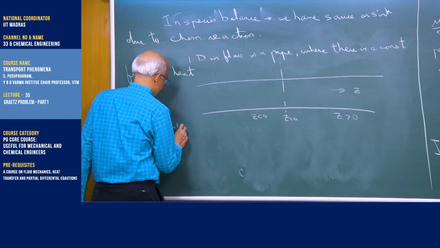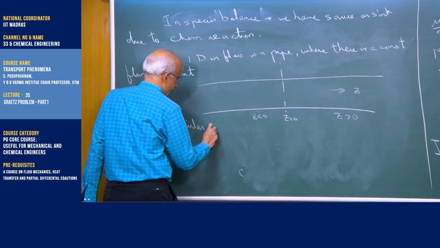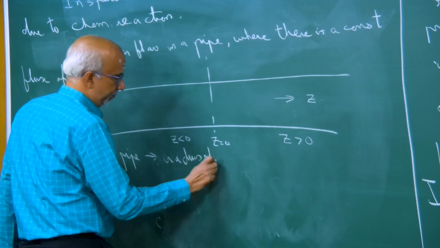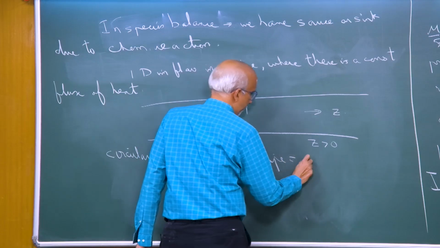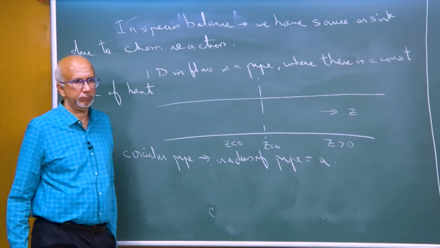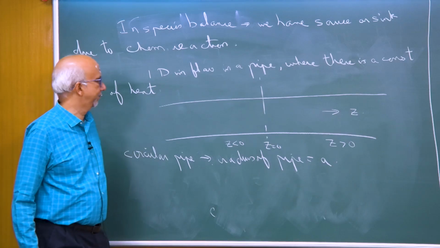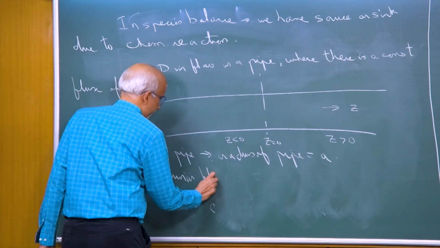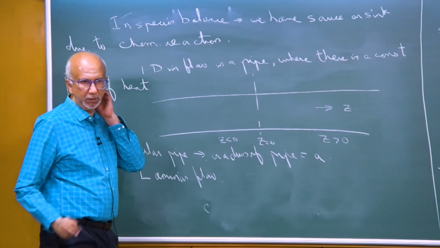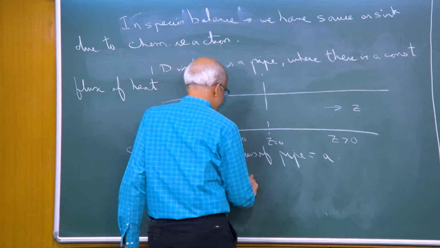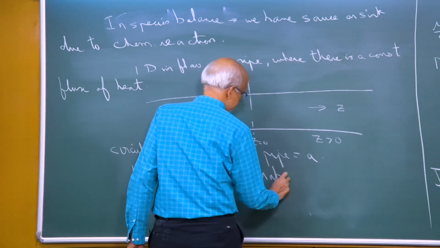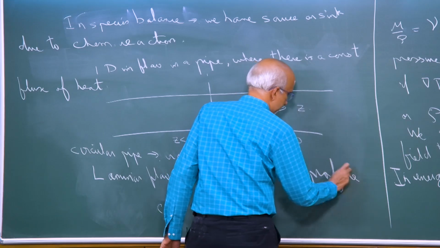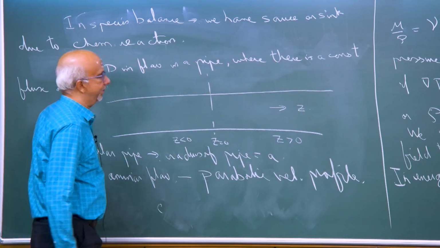And the radius of the pipe equals A. And laminar flow. So, when I say laminar flow, what do I mean? I have a parabolic velocity profile. Okay.